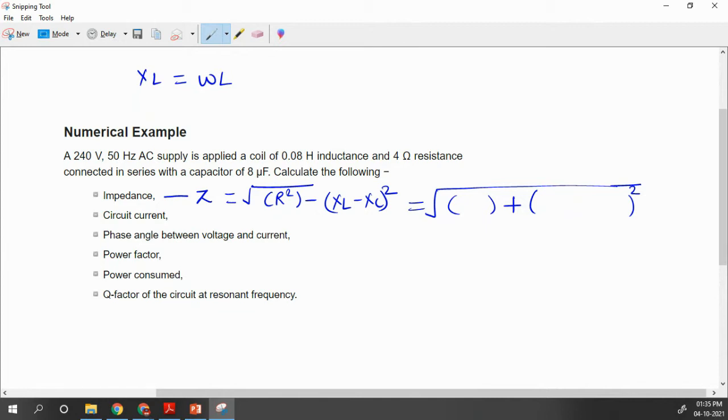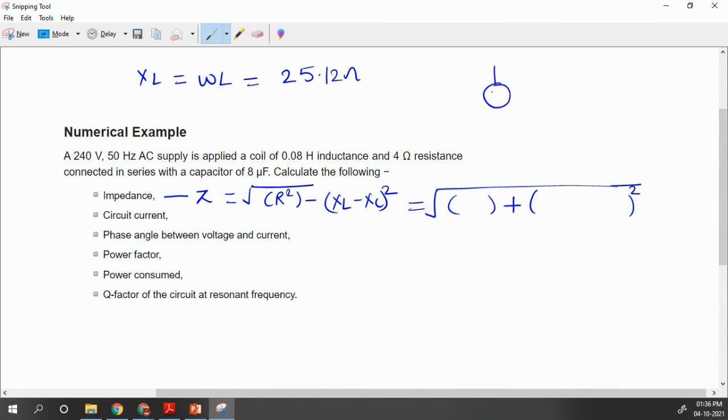Quickly, all of you give your response. Are you able to find out this value or not? First you have to draw the circuit diagram. XL is 25.12 ohm. So this omega L is 25.12 ohm. So how have you drawn the circuit?